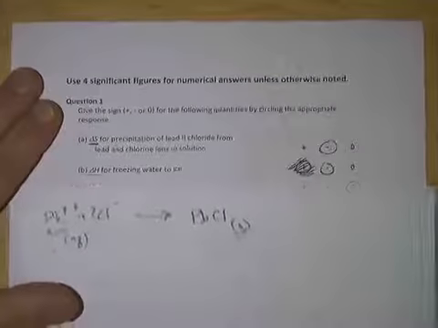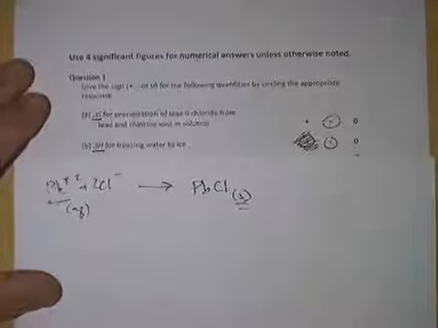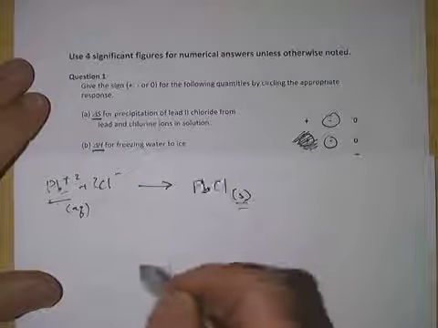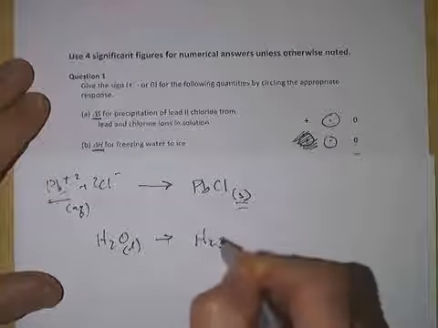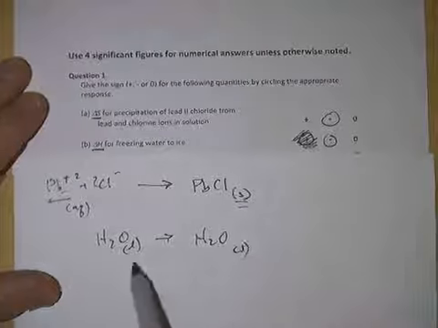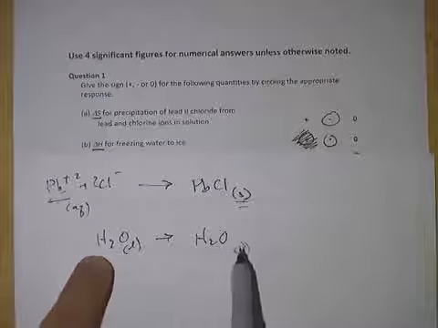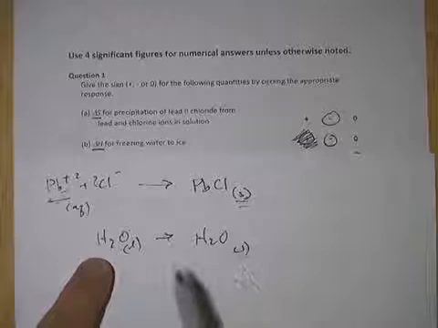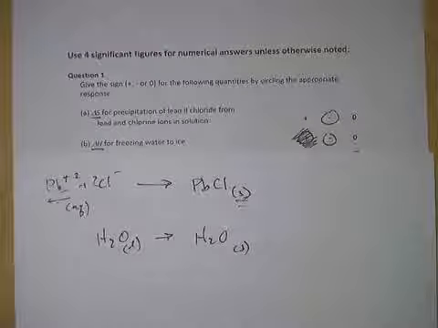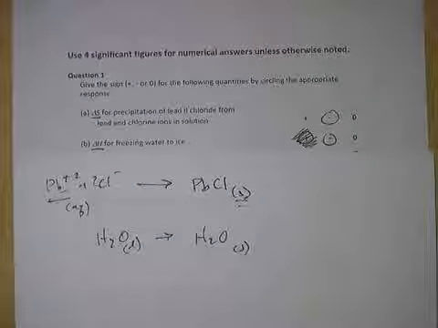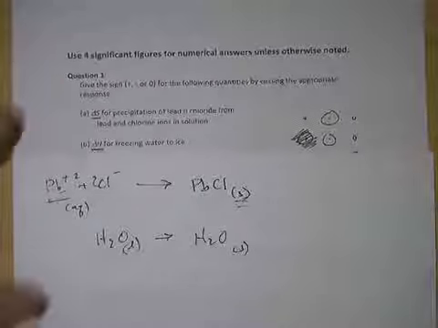The next one, delta H for freezing from water to ice. So we're going from H2O liquid to H2O solid. When you're going from liquid to solid, you're losing energy. And remember, H is energy. And so the enthalpy change of that would be negative. You'd be giving off energy from the system.